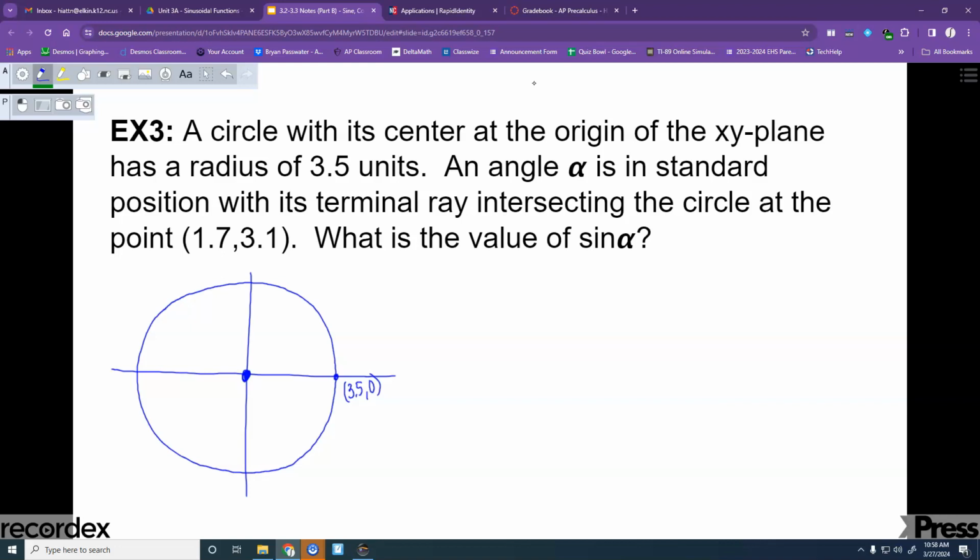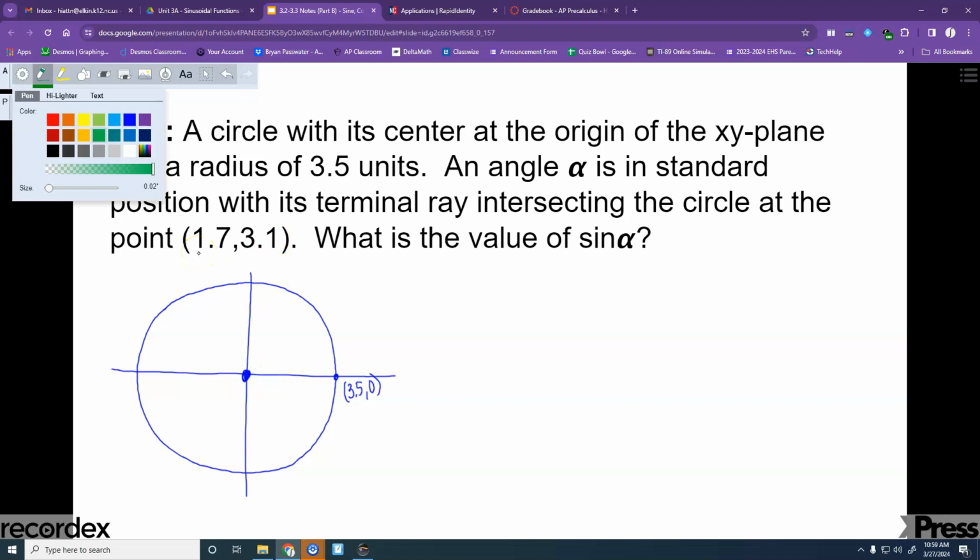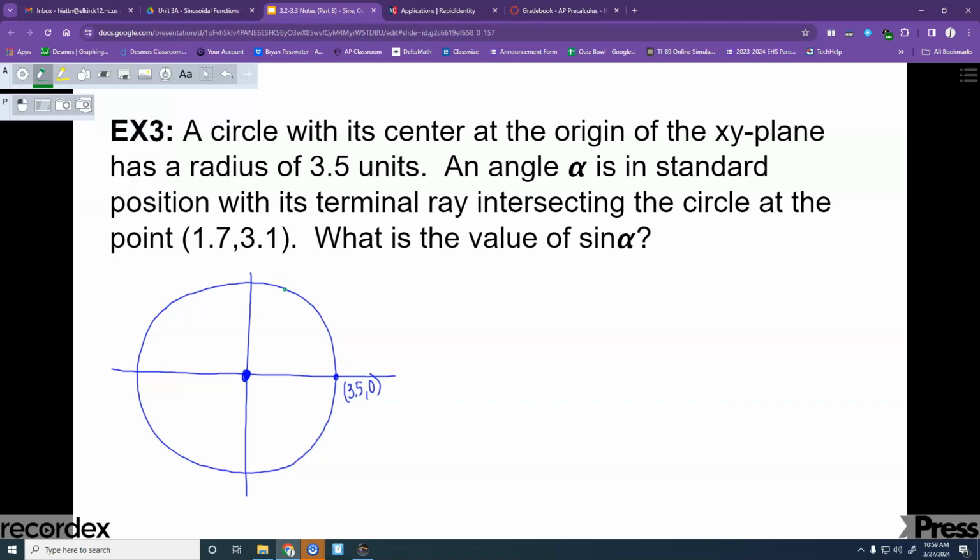Okay. An angle alpha is in standard position with its terminal ray intersecting the circle at point 1.7, 3.1. What quadrant is 1.7, 3.1 in? It's in the first quadrant. So at least try to get your picture drawn so it's in the right quadrant at least. We got 1.7, 3.1, which is going to be, like, you're not going to go quite as far to the right as you go up, so maybe like about here. It doesn't have to be perfect.